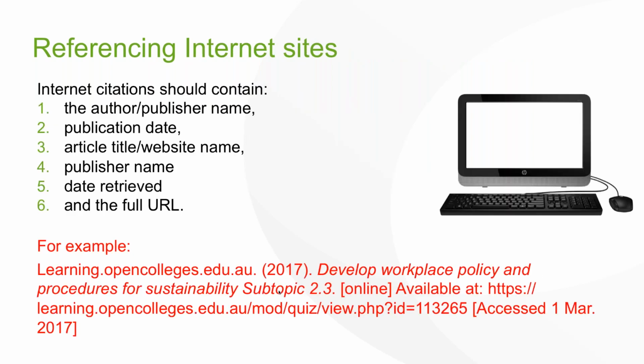If you're referencing an internet source, internet citations should include the author or the publisher's name, the publication date, the article title or the website name, the publisher's name, the date it was retrieved, and the full URL. So for example, if we're looking at the Open Colleges open space, we might say learning.opencolleges.edu.au 2017, develop workplace policy and procedures for sustainability, subtopic 2.3 online. Available here is a hyperlink, and it was accessed on the 1st of March 2017.